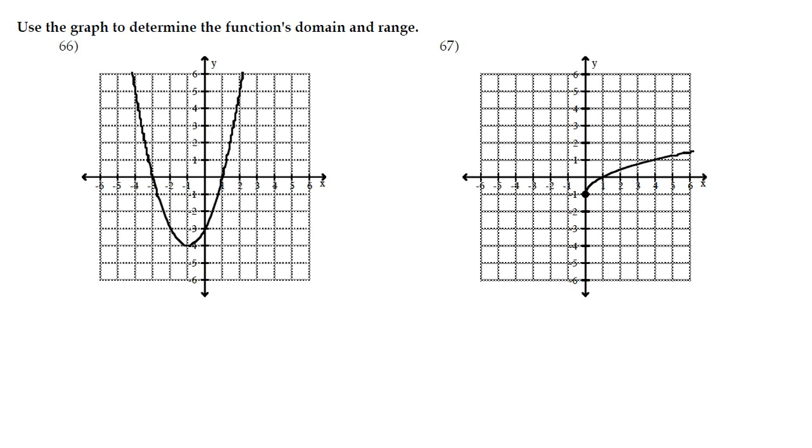Okay, so we're looking at numbers 66 and 67 together, using a graph to find the domain and range of a function. The domain is related to x values, the range, y values. So the domain of a function is basically a list of all the possible x values a function can have.